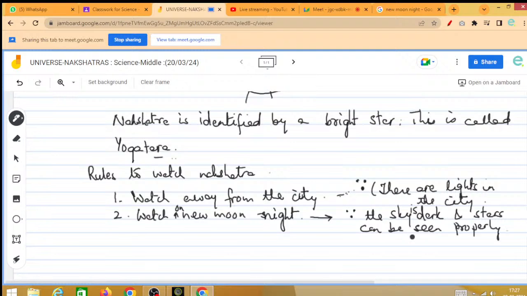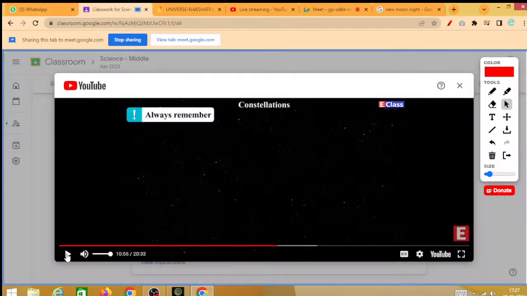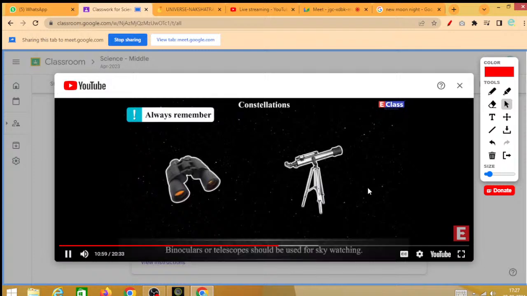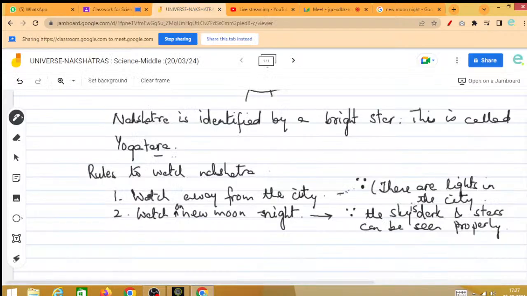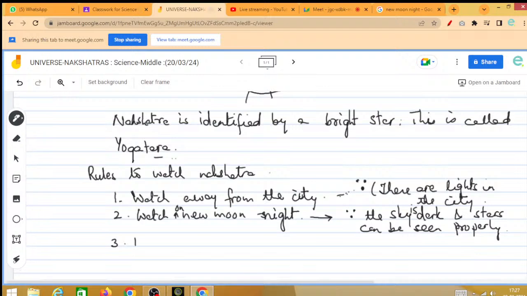Now let's go to the rest which Yukti was saying, which is written in the textbook. Same thing they are also explaining here. 2. Binoculars or telescopes should be used for sky watching. Okay, now Yukti, why should binoculars or telescope be used? Ma'am, then we can see the stars easily. We can locate the stars very easily. Why? What happens if we use them? How can we locate?